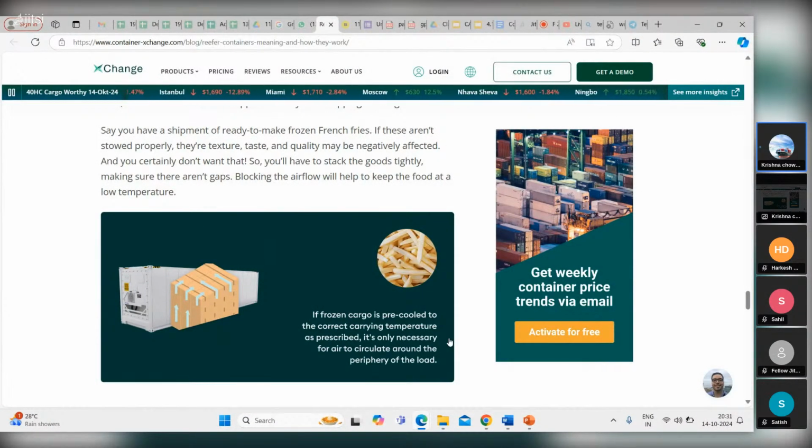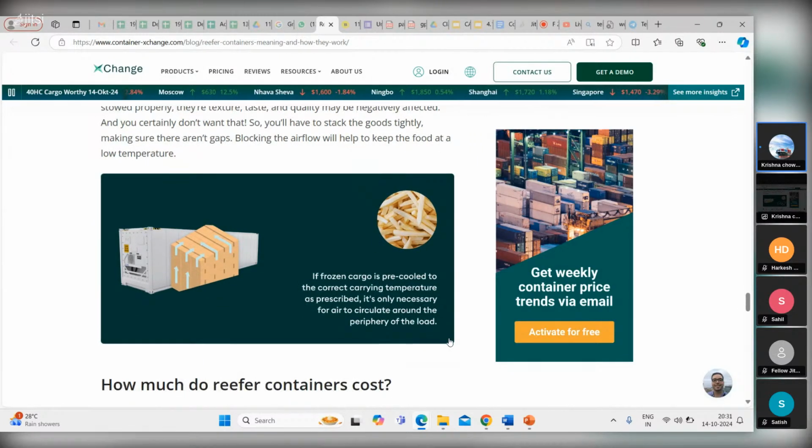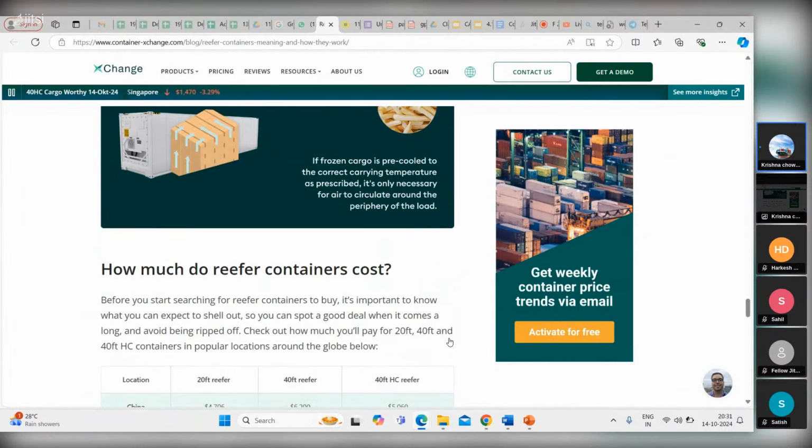And you'll have to stack the goods tightly, making sure there aren't any gaps. Blocking the airflow will help to keep the food at low temperature. So these are frozen, pre-cooled French fries, at the correct carrying temperature as prescribed. If they have studied that if you keep it at this temperature, maybe 3 degrees, 4 degrees, it can last for maybe 2 weeks till the time we ship it from one port to another. It's only necessary for air to circulate around the periphery of the load.